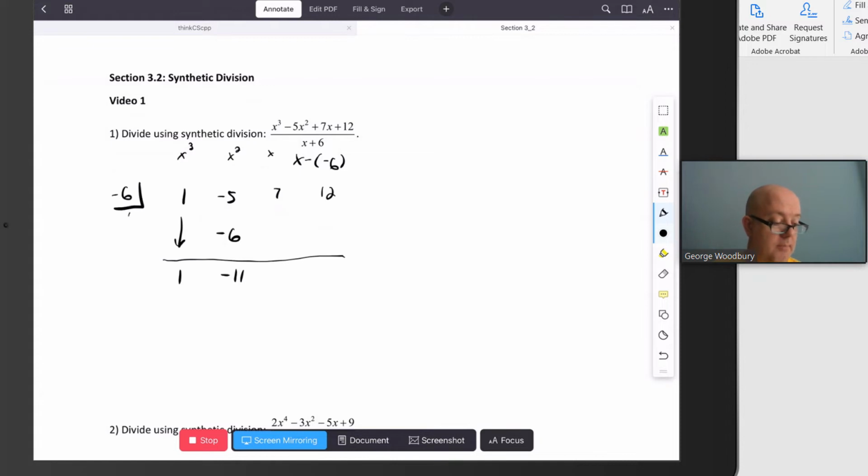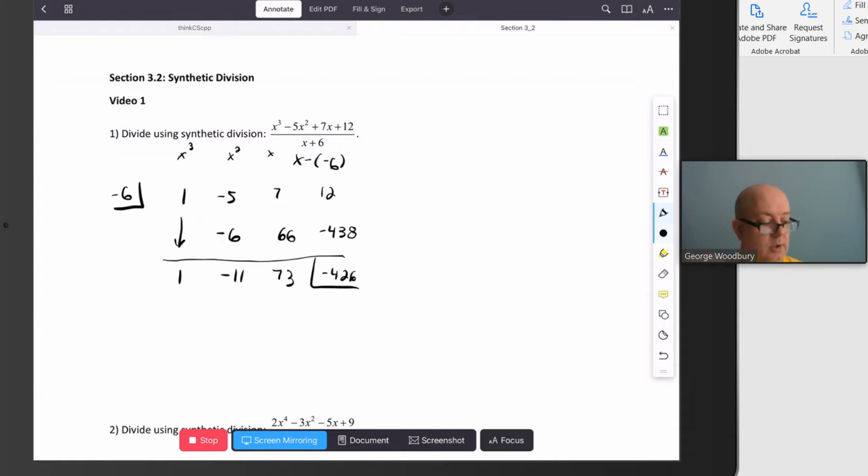Let's do it again. Multiply and put the result underneath the next number. -6 times -11 is +66. 7 plus 66 is 73. And then finally, one more product. -6 times 73 is -438. And 12 plus -438, that's going to give us our remainder, -426. So I always box off the remainder.